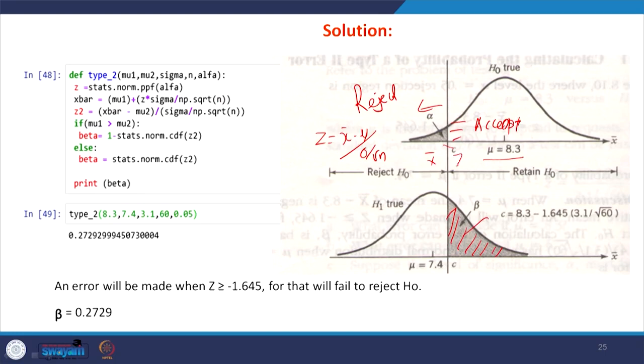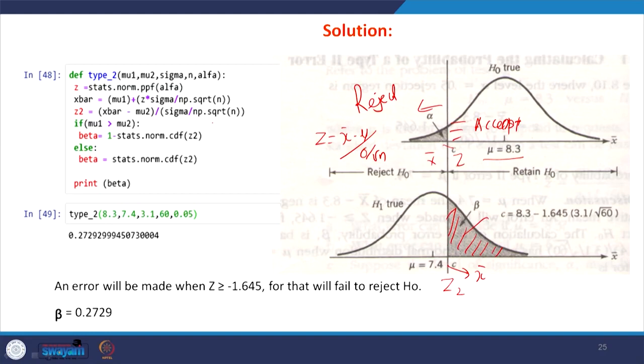This is the value of z. Now, I have to find out z2. This value is x bar, so the corresponding normalized scale is z2. So, z2 is x bar minus mu 2, that is, for this population, the mean, which is 7.4, divided by sigma divided by np.sqrt(n).